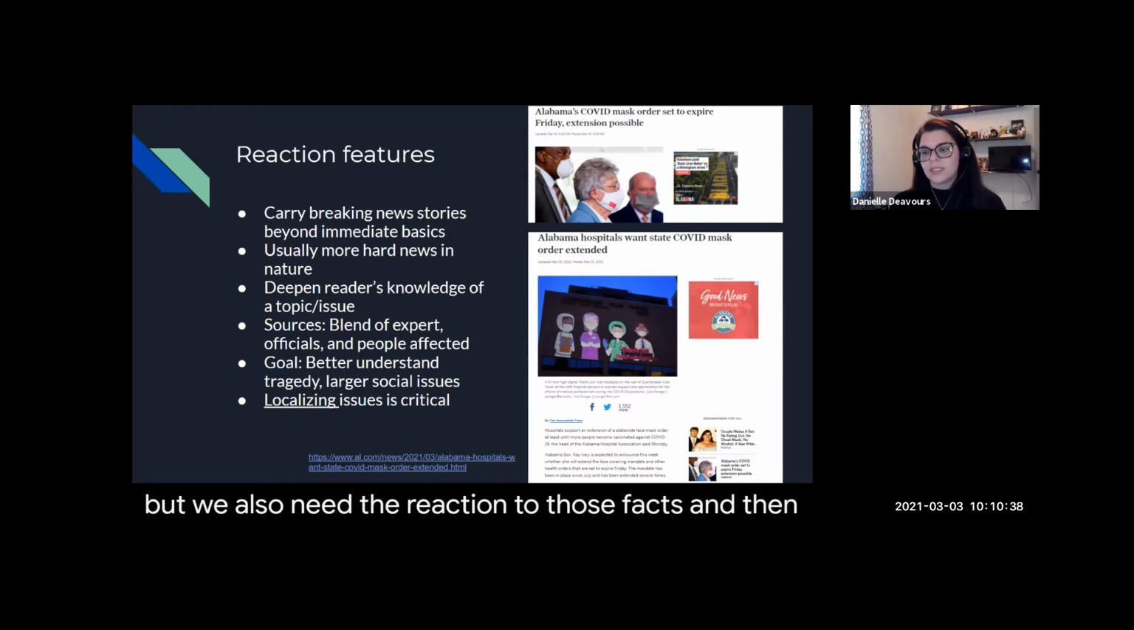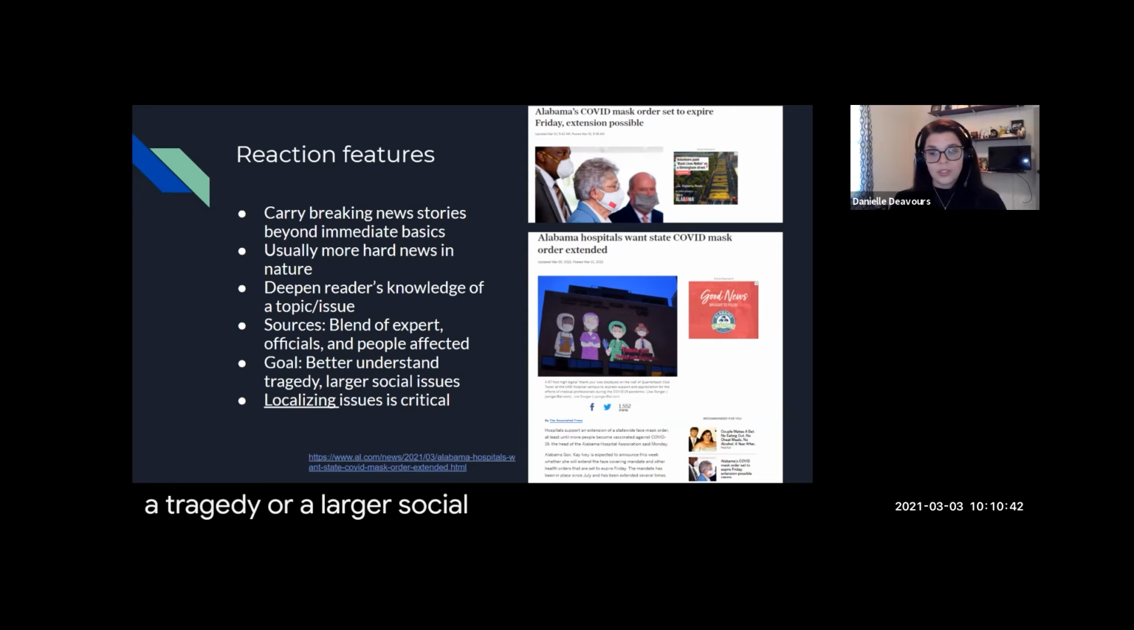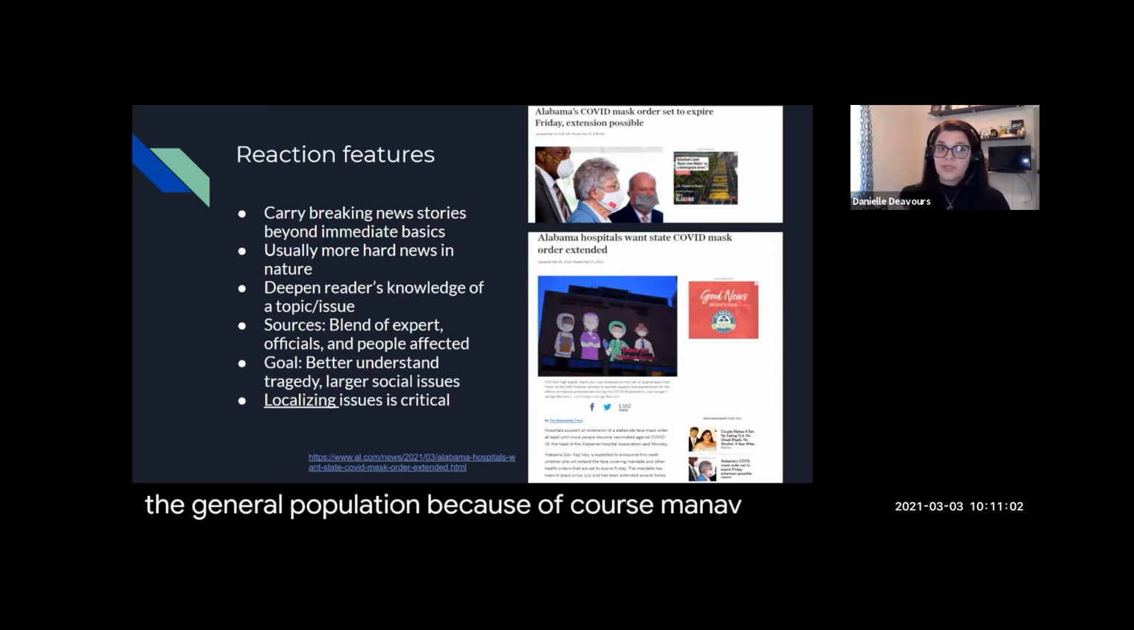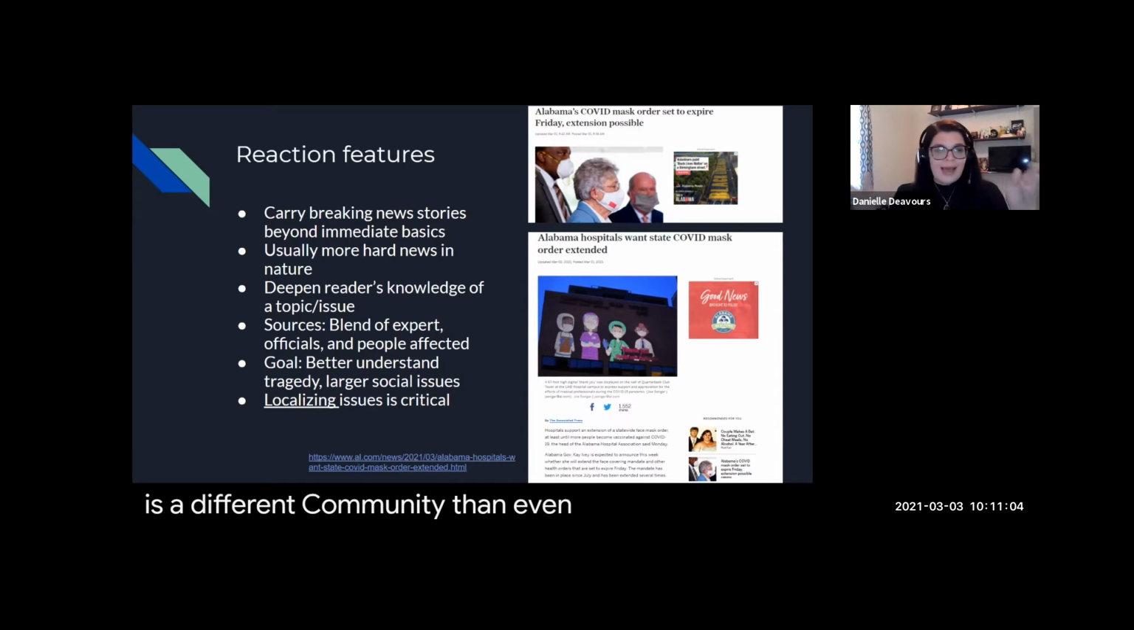And then the goal, of course, is to get a better understanding of a tragedy or a larger social issue for our audience in terms of a local perspective. So, localizing reaction features is particularly important for us because we need to make sure that the reactions reflect our local community and not just the general population. Because, of course, Montevallo is a different community than even Alabama, or other campuses. And so we need to make sure that we are really localizing our issues.